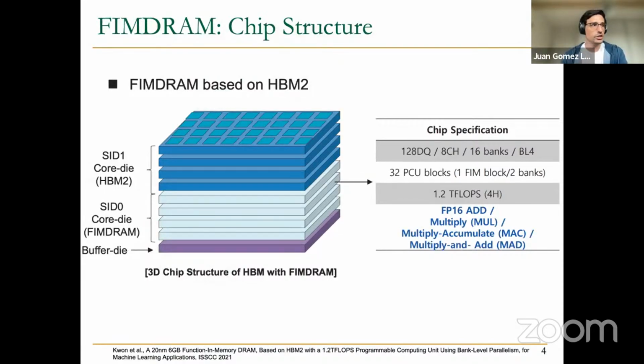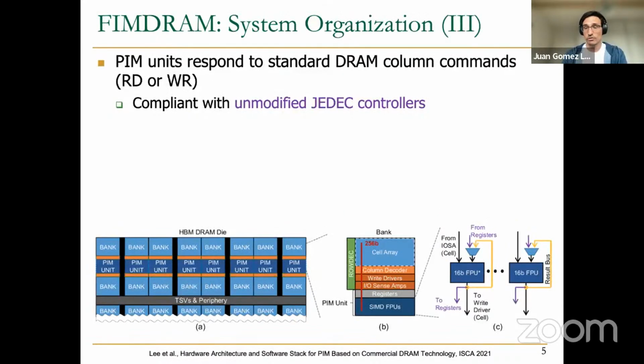The second architecture that we presented in this course is FIMDRAM, also called HBM-PIM from Samsung. This is based on HBM2 memory, which, as you may remember, is a 3D stack memory that is composed of multiple layers of DRAM. Some of these layers of DRAM have been modified to introduce processing elements that are called PCUs or simply PIM units.